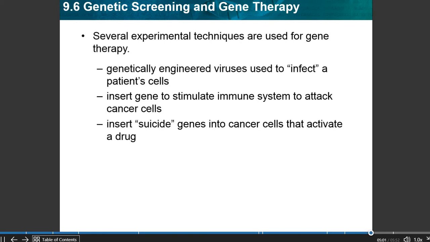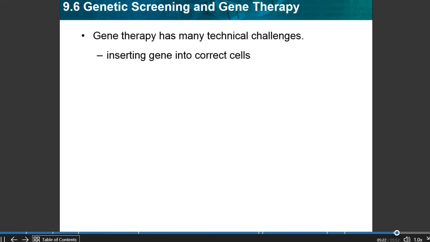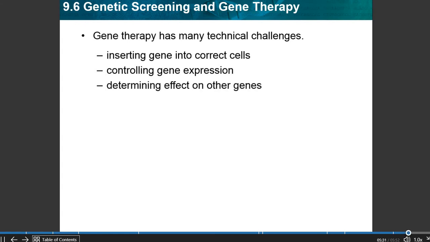You can insert suicide genes into cancer cells that activate a drug. So it basically will say you need to turn this on, and it ends up doing that, and it kills the cell. Gene therapy has many technical challenges. Inserting the gene into the correct cells is a big one. Controlling gene expression is another. And determining the effect on other genes.